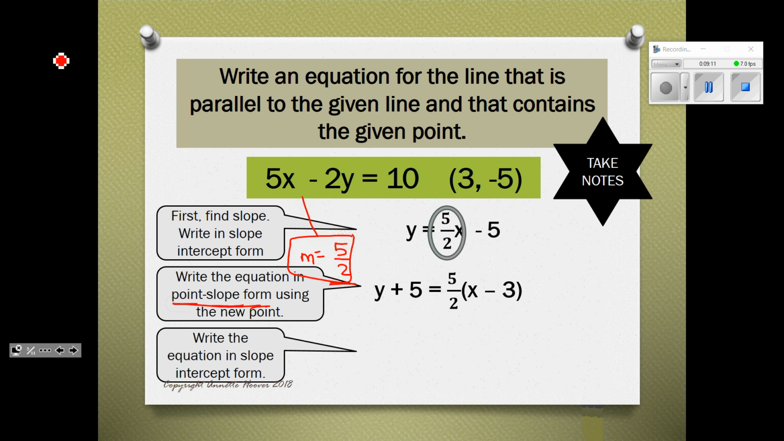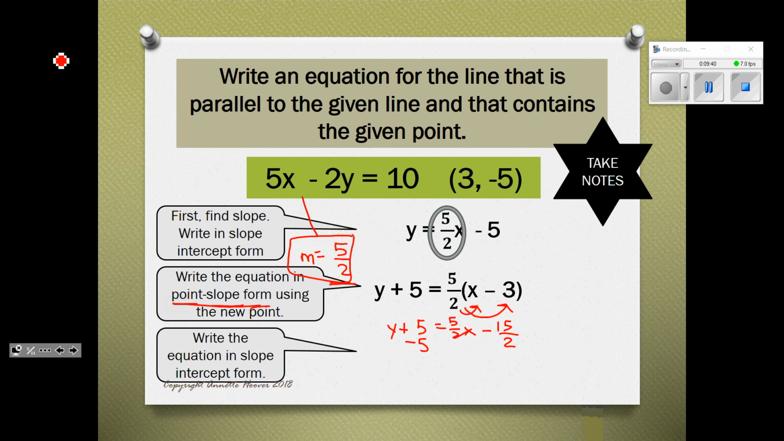And now we just have to put it into slope-intercept form by, first we do the distributive property. So y plus 5 equals, first we do 5/2 times x. And then we do 5/2 times a -3. That would be a -15/2. Now we have to get y by itself, so we have one step left to go. So we have to subtract 5 on both sides.